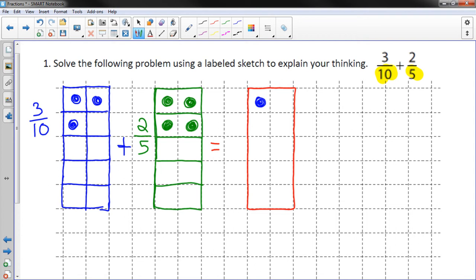So I have 3/10, and then I have my 4 circles that were from the 2/5. And my answer is right there. So I have 1, 2, 3, 4, 5, 6, 7 tenths is my answer. 7 tenths.